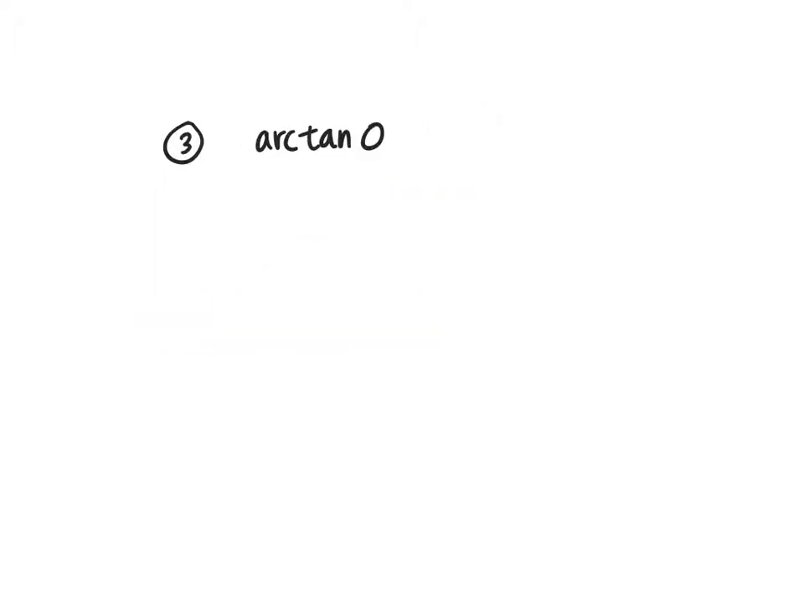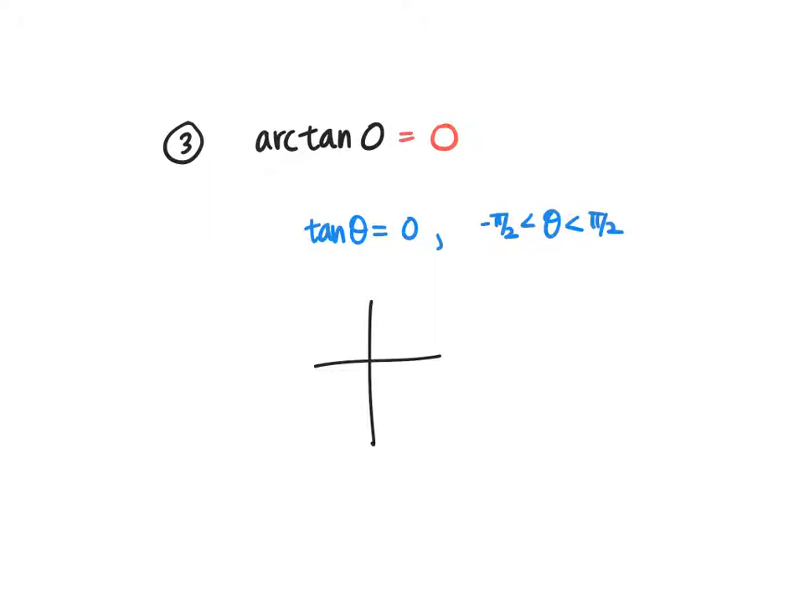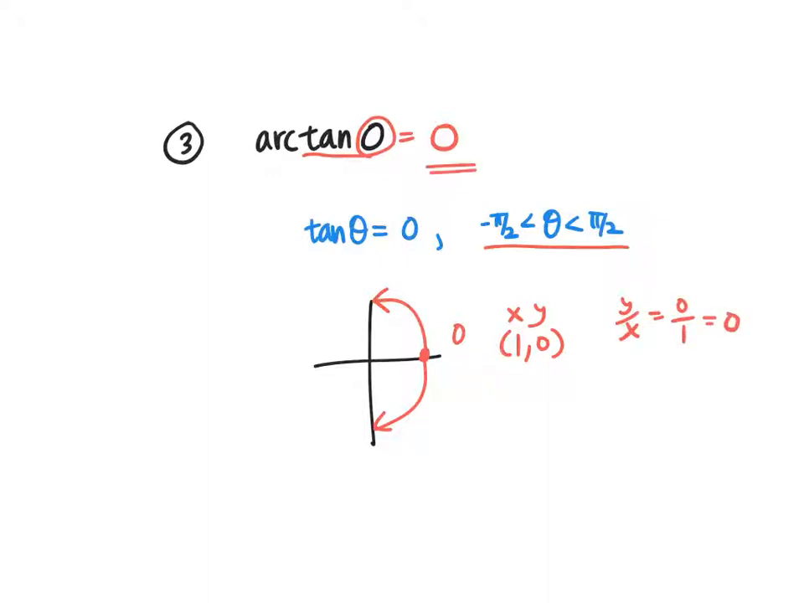Find the arctangent of 0. The correct answer is 0. So again, it's asking you, when is your tangent ratio 0, where your angle is between negative pi over 2 and pi over 2? And so right here at 0 radians, that's 1 comma 0, and circ x, y over x gives you 0.